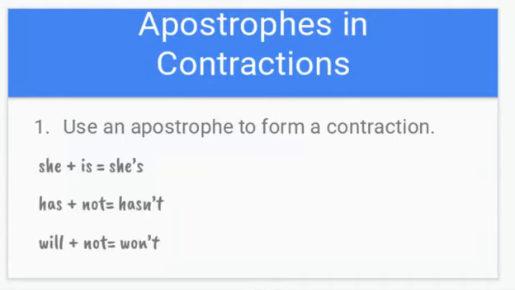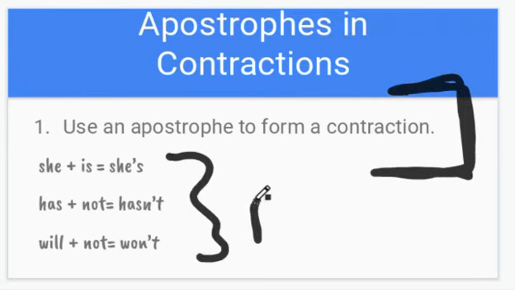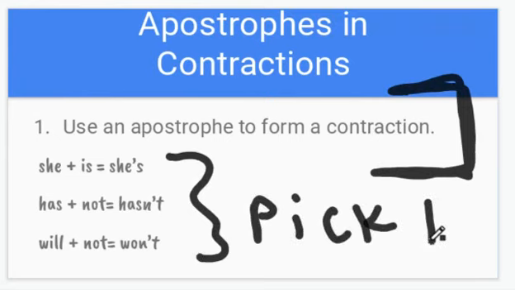So next, we're going to talk about how to use apostrophes to make contractions. Write this down right here and then pick an example. Okay. So use an apostrophe to make a contraction. A contraction is two words put together. She plus is equals she's, has plus not equals hasn't, and will plus not equals won't.